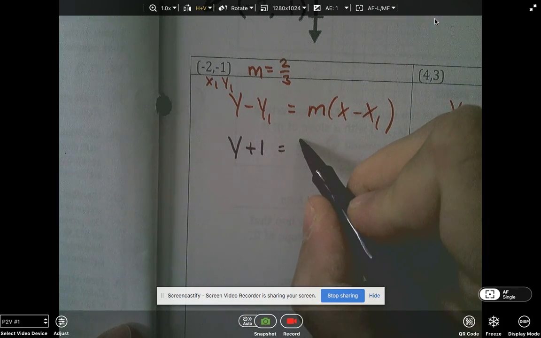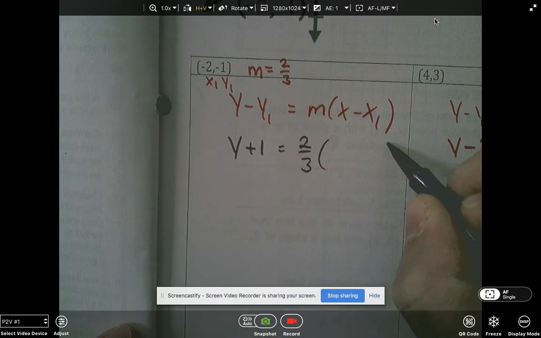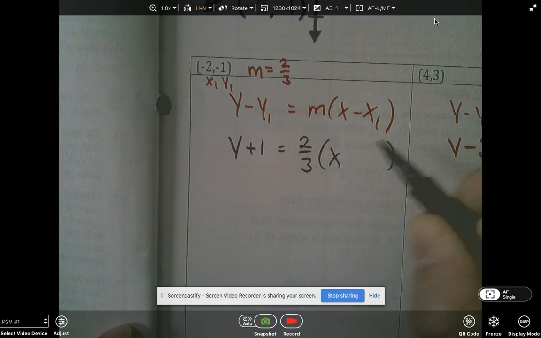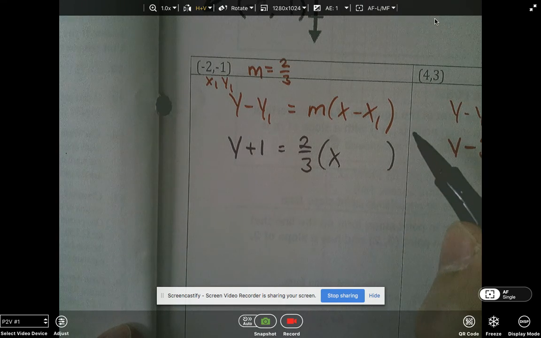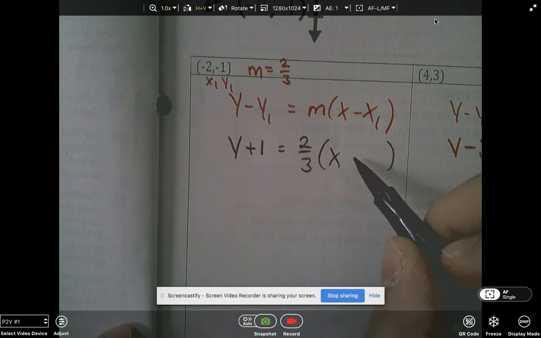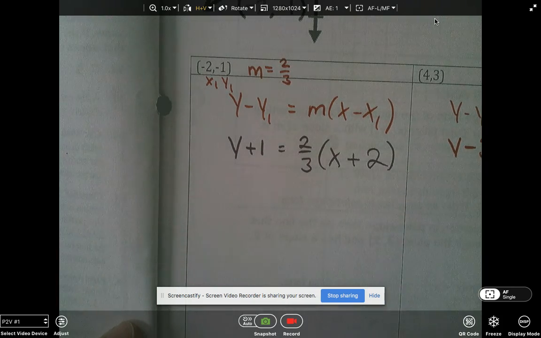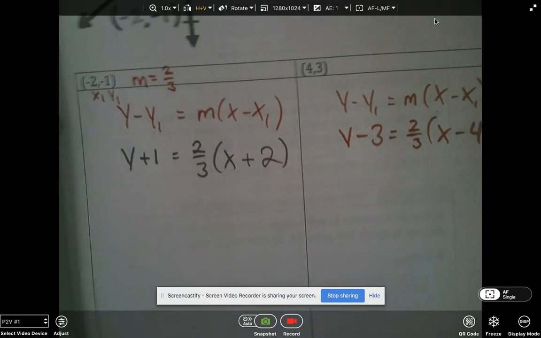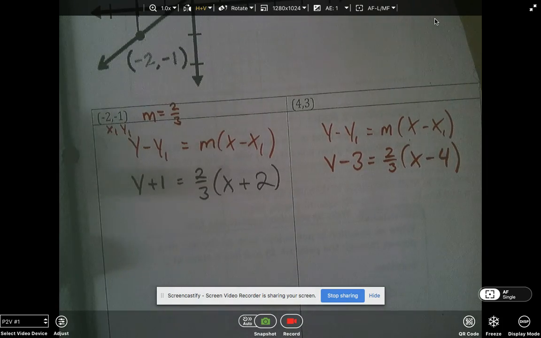equals 2/3 times x. How would you write the rest of the formula? Yeah, hopefully you would say +2. This minus -2. So now we have two different equations for the same line.